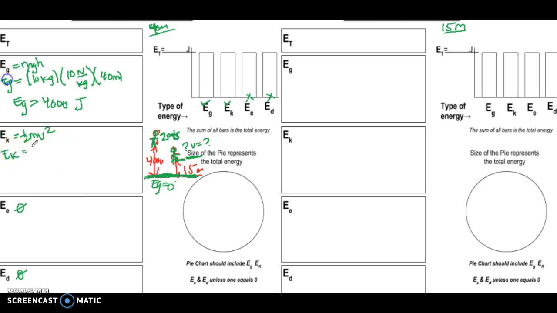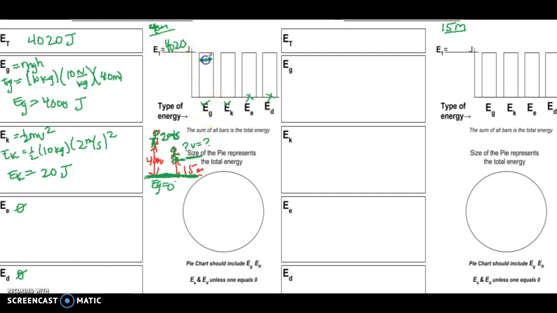His EK is going to be 1/2 of his mass, which is 10 kilograms, and he's moving 2 meters per second initially, and that's squared. Don't forget to square it. So my EK is going to be 1/2 of 10, which is 5, times 2 squared, which is 4, so this is going to be 20. Oh, that's really tiny. Yeah, I guess that's kind of stupid. So the total energy is going to be 4,020 joules, both of those added together because I have no EE and no ED.